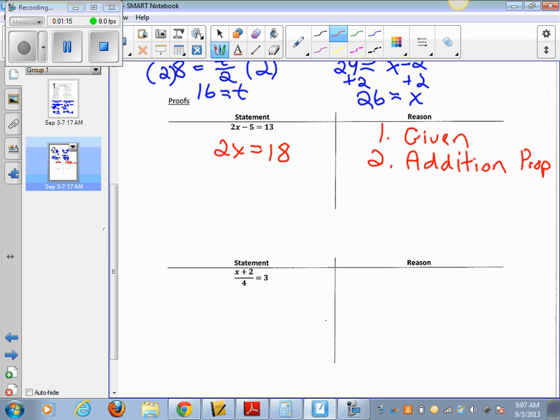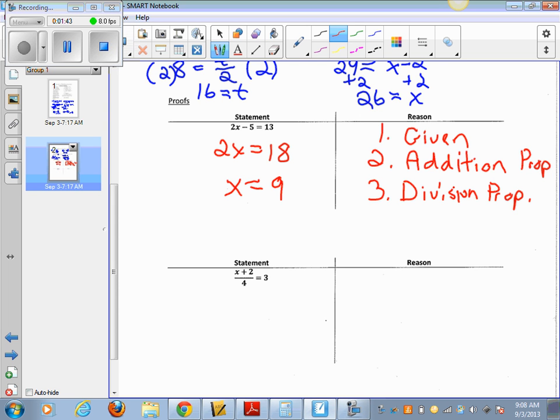So now to get x by itself, to solve it, we're going to divide both sides by 2. We get x equals 9. And for our reason, it's the same as before. We have to justify why we're allowed to do that. And in this third step, that was because of the division property, or the division property of equality, but I won't make you write all of that out.